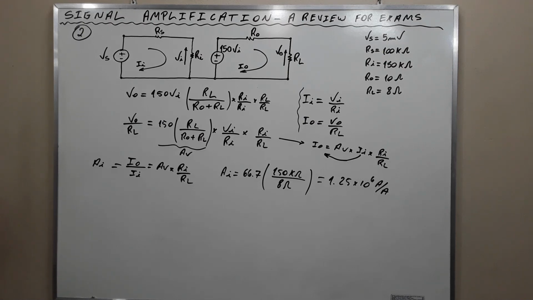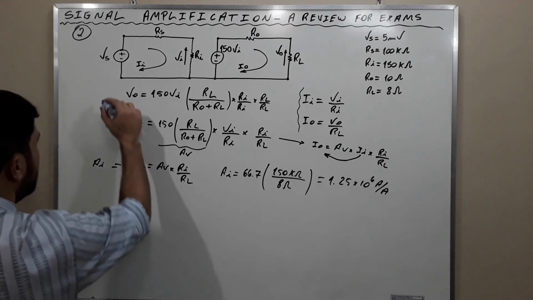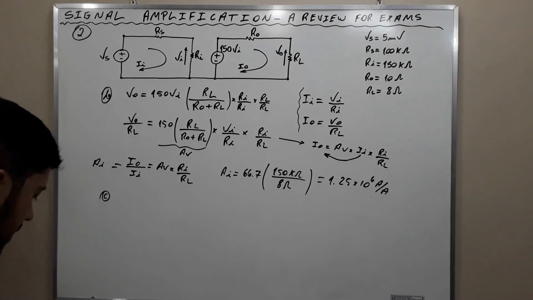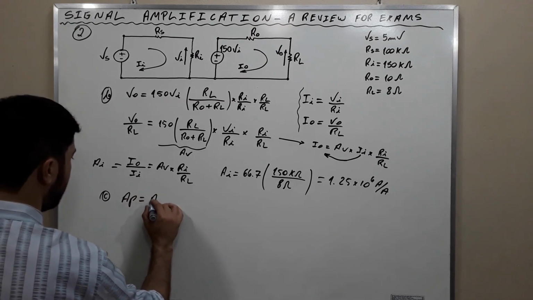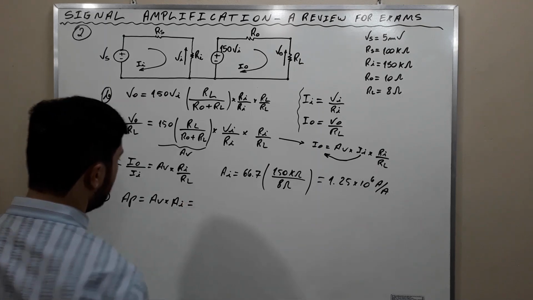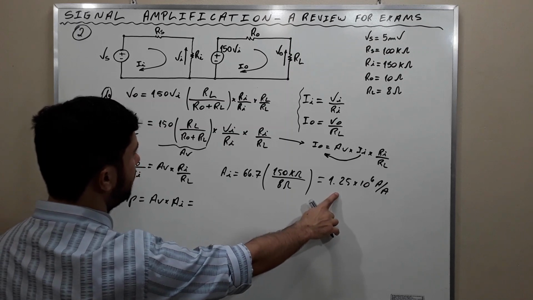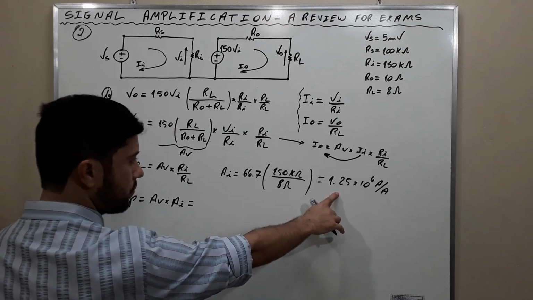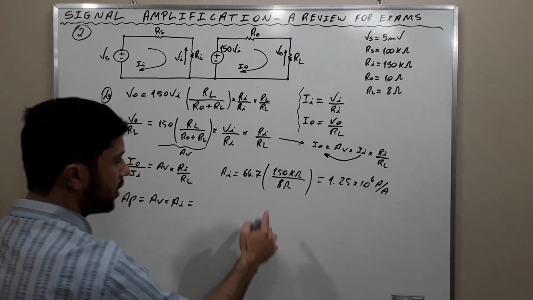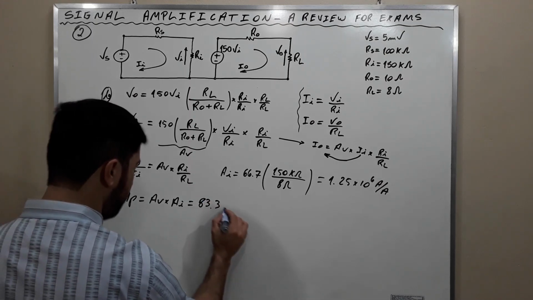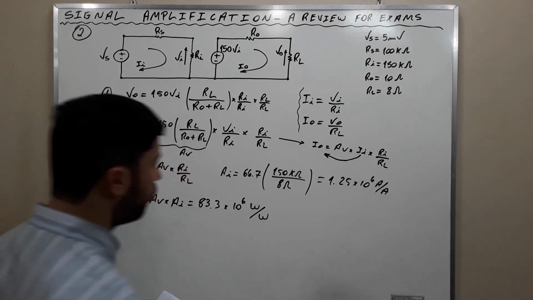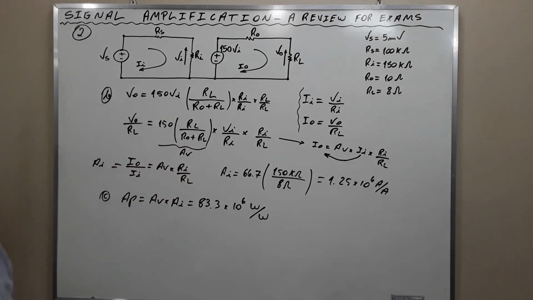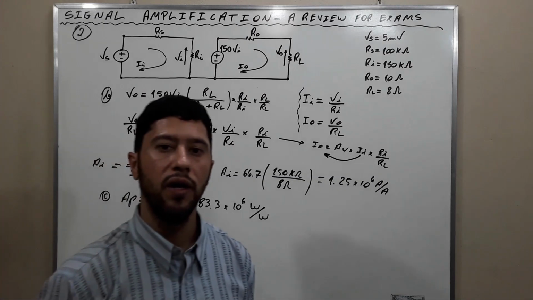And to finish, we're going to calculate the power gain. Letter C now. The power gain is computed by merely multiplying the current gain by the voltage gain. AP, the power gain is AV times AI, which is, I multiply this by this. This is the voltage gain and this is the current gain. Multiply the two and I find 83.3 times 10 to the 6th watts per watt. Okay, my friends? And this is all for exercise 2. Let's go to exercise 3.